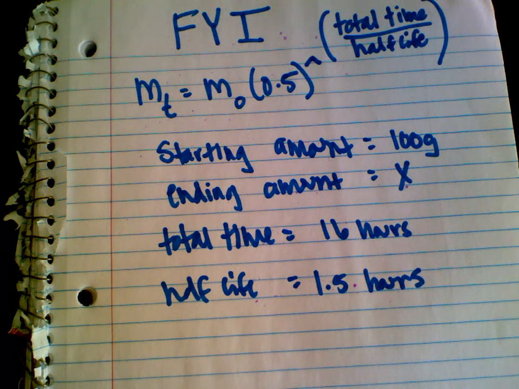It's M_t, which is mass at time t, equals M_0, which is mass at time zero, so starting mass, times 0.5 to the power of total time divided by the half-life.